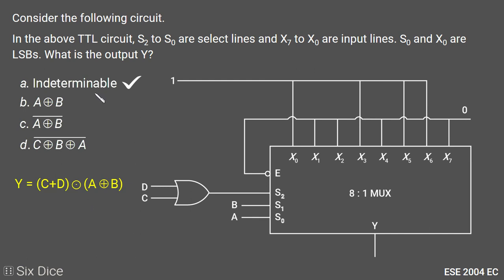They should have given this option as none of the above or something else, because indeterminable is only applicable when they don't provide proper inputs to this 8-to-1 multiplexer. But in this question they provide proper inputs, here 1 and here the second input as 0. So we can determine the output of this multiplexer, but it does not match any of the given 4 options. So option A is the right answer for this question.